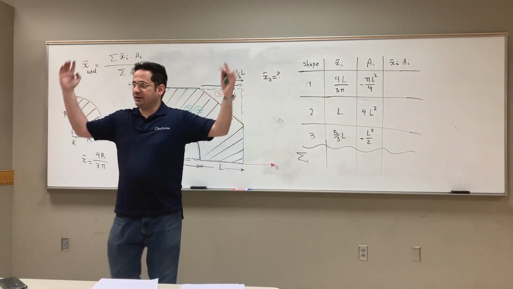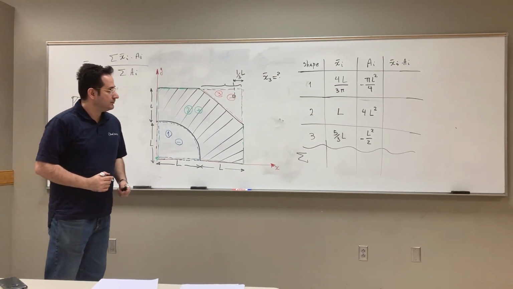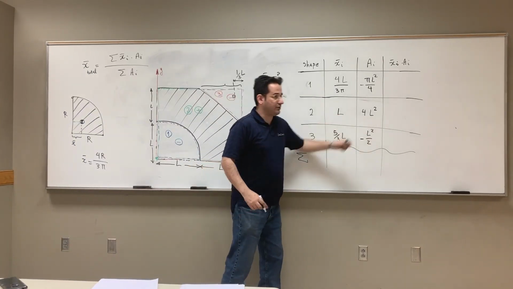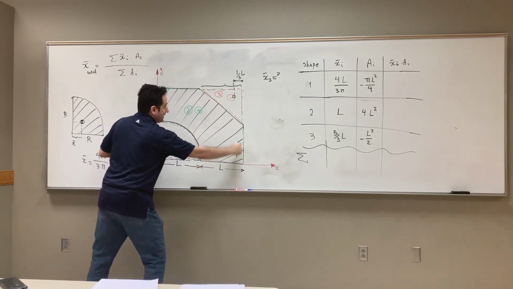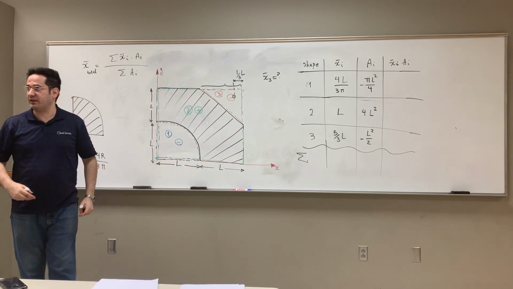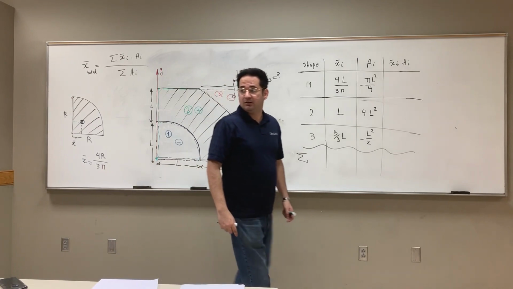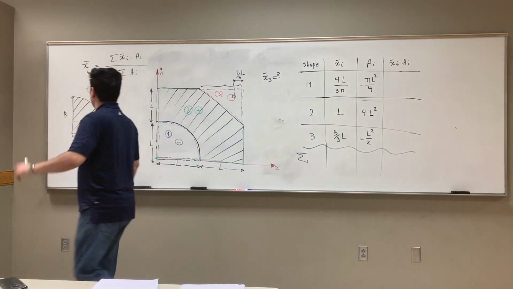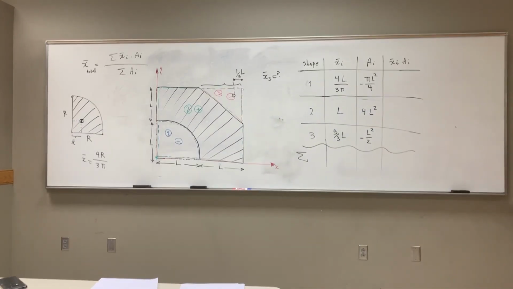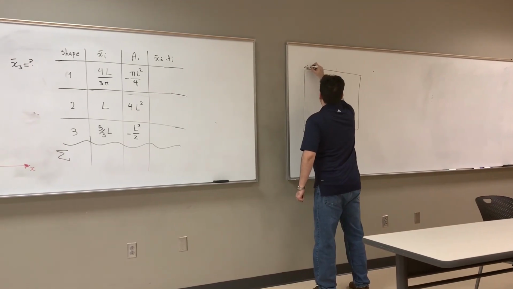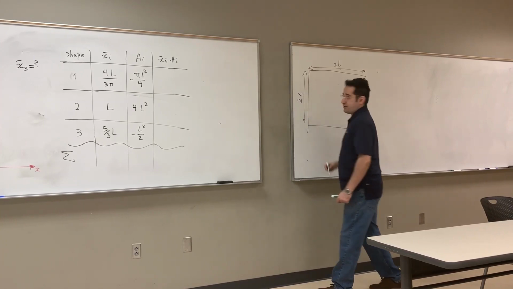Now, how do we get the 4L squared? Yes, this one is the area of shape 2, the entire area. So this rectangle is 2L by 2L. So what's the area? Look, you have a rectangle like this, and this is 2L, and this is 2L. Now I ask you, what's the area of this?